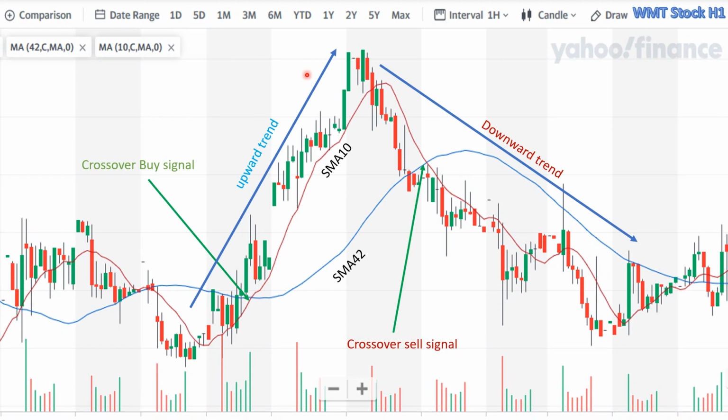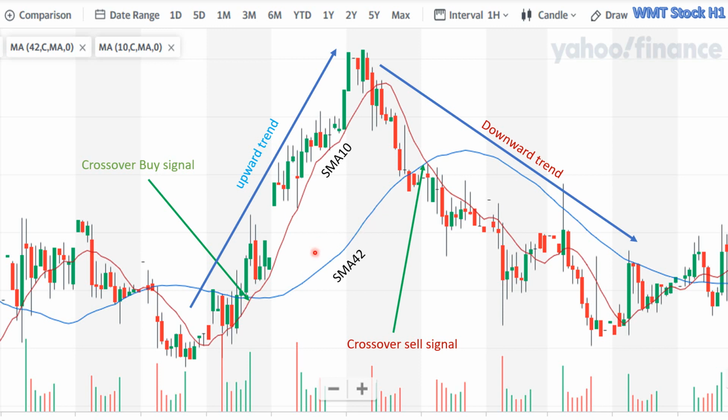This is Yahoo Finance WMT stock, H1 time frame. As you see, I installed two simple moving average indicators. One of them is SMA 10 as a fast moving average. Another one is SMA 42 as a slow moving average. You see SMA 10 indicated with the red color right there, and another one is SMA 42 indicated by blue color.